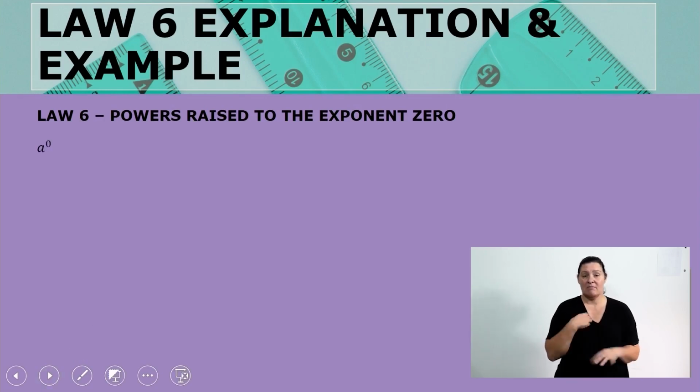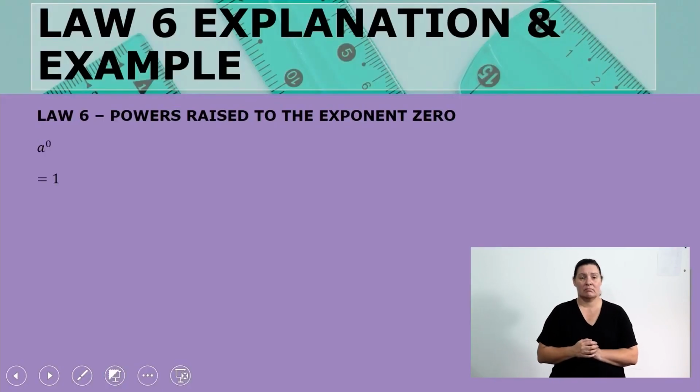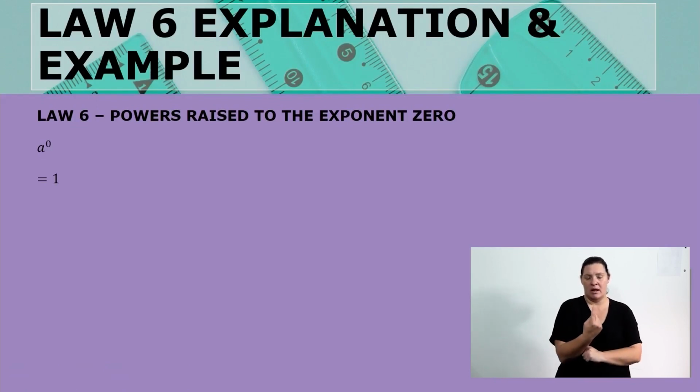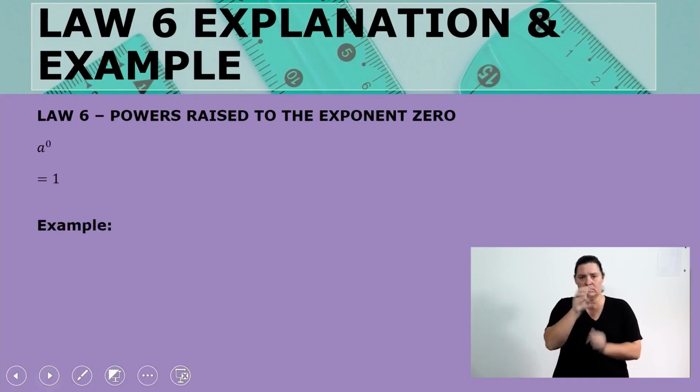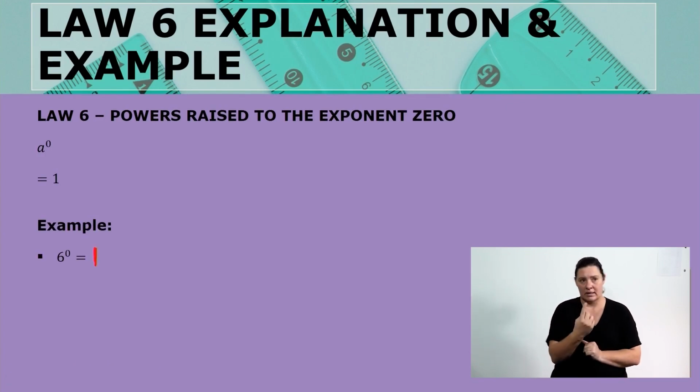So if I have a to the exponent 0, my exponent is a 0. What is going to happen there? That will become a 1. So any number that has an exponent 0 is equal to 1. Let's look at some examples. We have the 6 to the exponent 0. What will that become? 1.